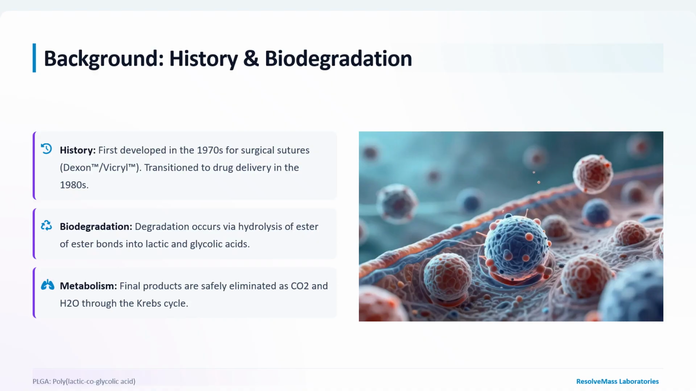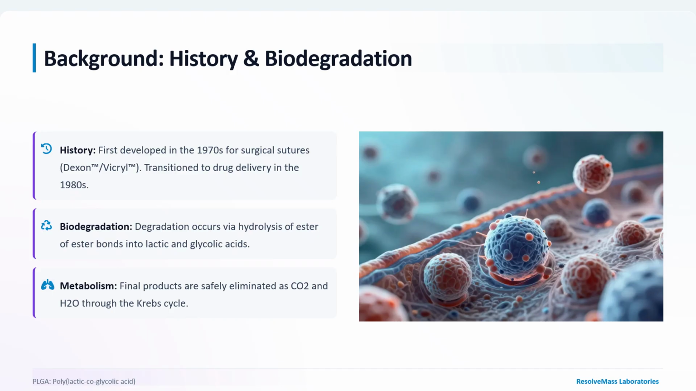PLGA, or polylactic-co-glycolic acid, has an interesting history. It was first developed in the 1970s for biodegradable surgical sutures, such as Dexon and Vicryl. Researchers later realized that this polymer could also serve as an excellent carrier for controlled drug delivery, leading to its widespread use in pharmaceutical nanotechnology during the 1980s and beyond.